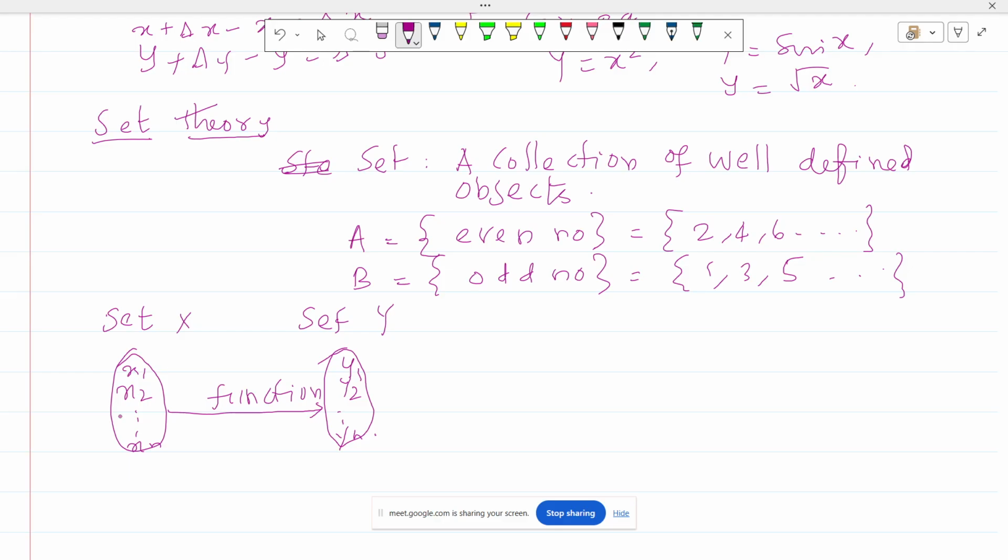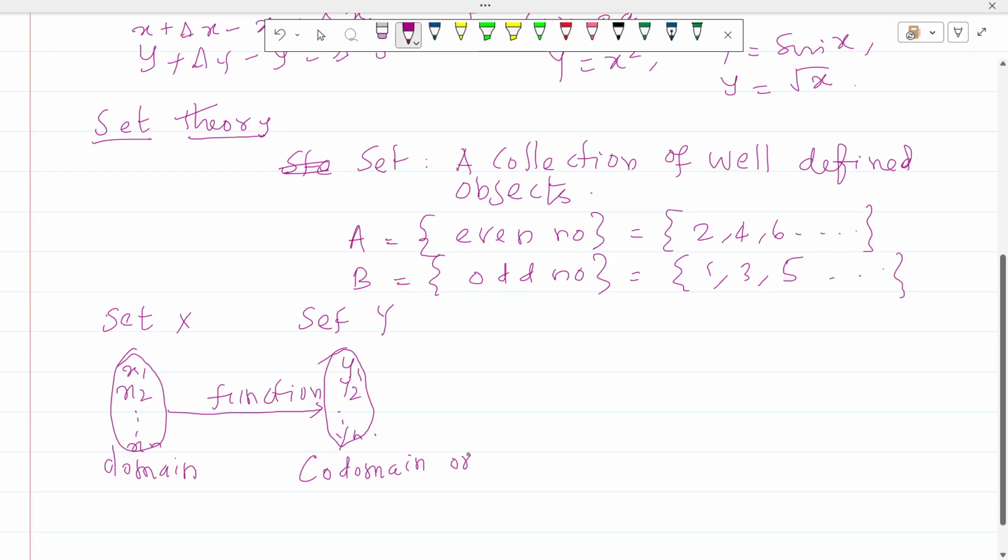Generally the set x is known as the domain. Set y is known as, anybody? Already you have studied about this, huh? Not able to remember. Codomain or the range.